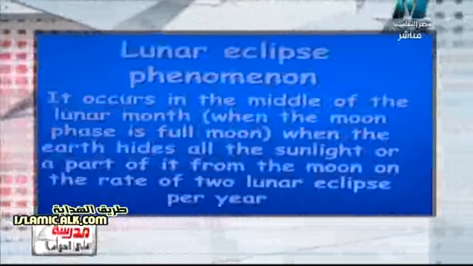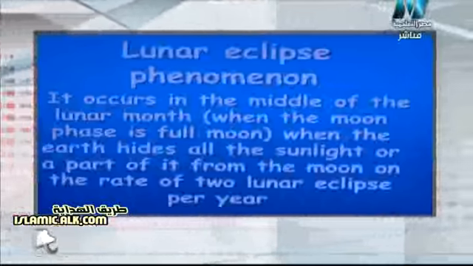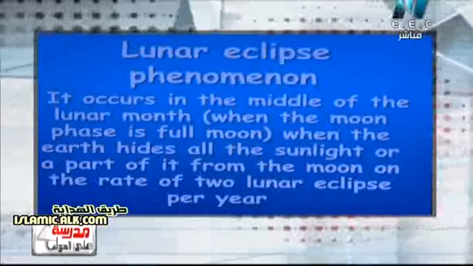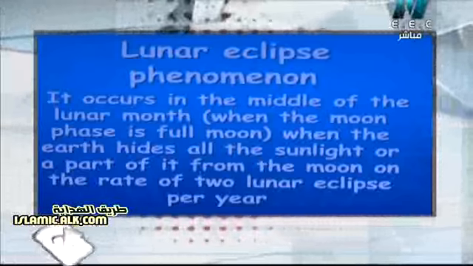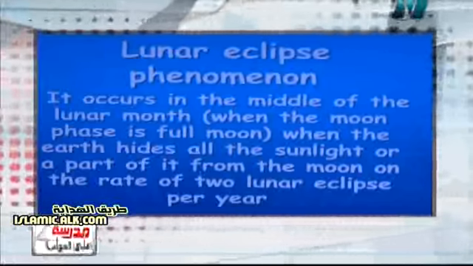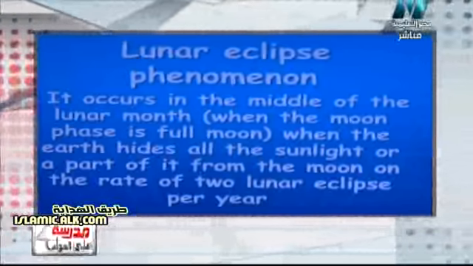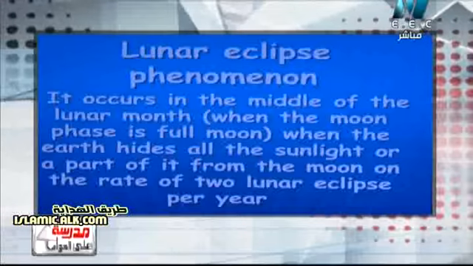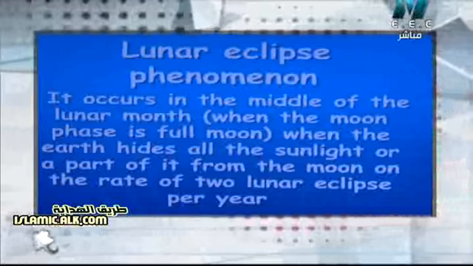Just as the moon hid the sunlight from it and made a solar eclipse, it will hide the sunlight from the moon and make a lunar eclipse. So the lunar eclipse phenomenon again occurs in the middle of lunar months, when the moon is in the full moon phase, a complete moon. When the earth hides all the sunlight or a part of it from the moon, at a rate of 2 lunar eclipses per year.